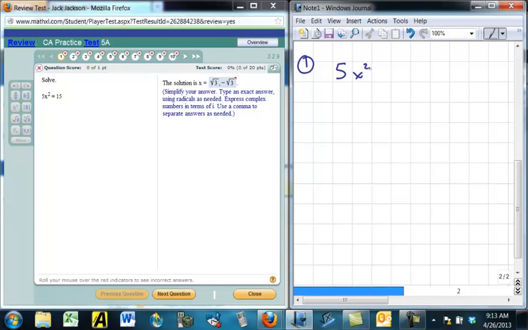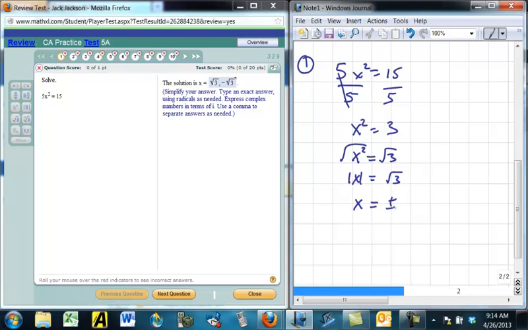5x squared equals 15. We want to solve this equation exactly. Well, we want to try to get the x squared by itself, so we divide both sides by 5. And that cancels that out, so you have x squared equals 3. 15 divided by 5 is 3. And now we take the square root of both sides, and when we do that, the left side really becomes the absolute value of x. So what we really get is x is plus or minus the square root of 3.